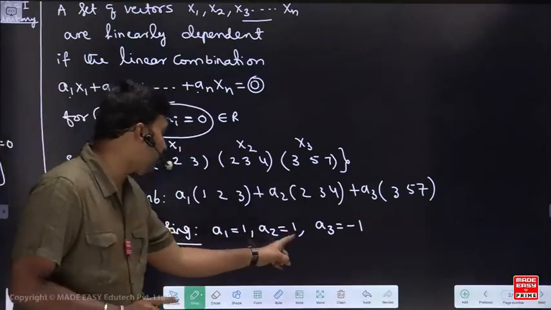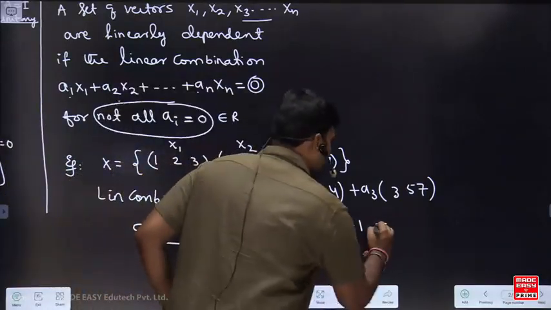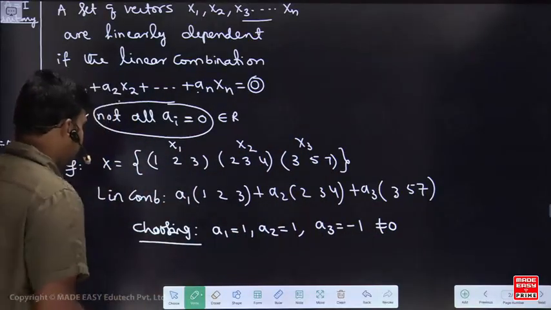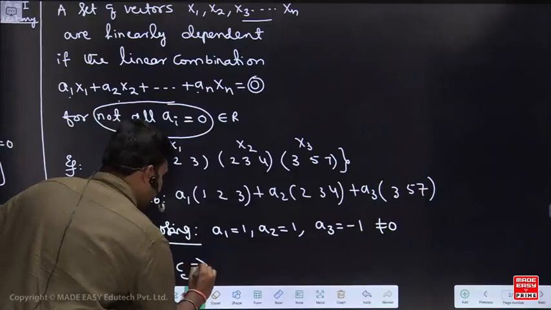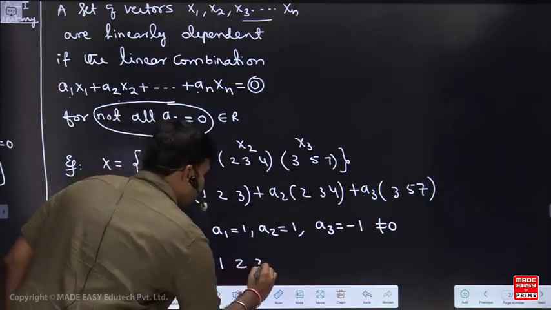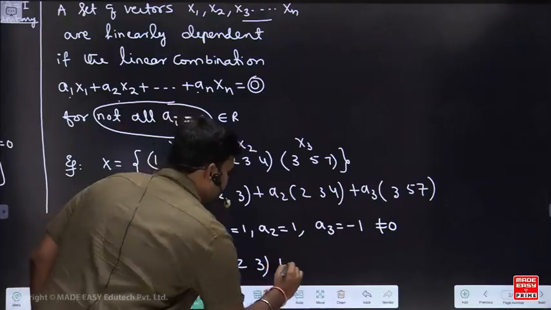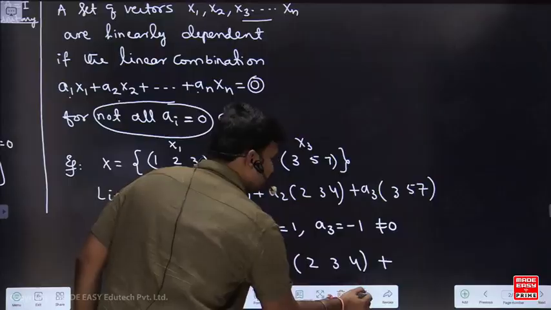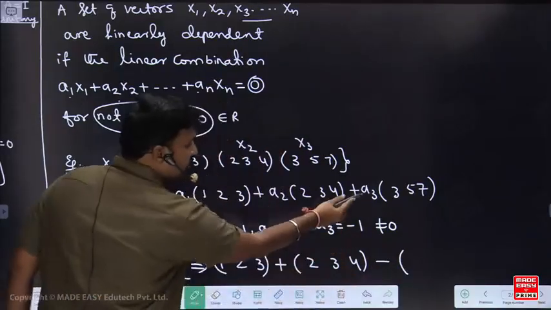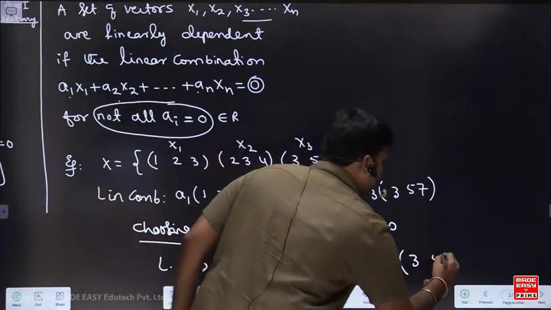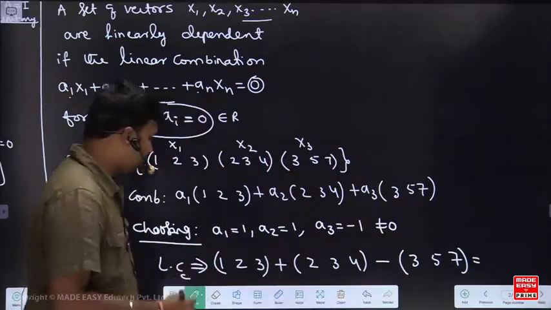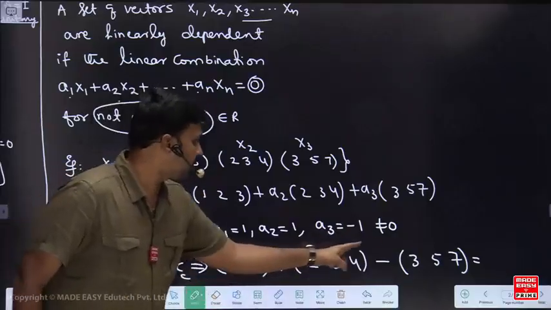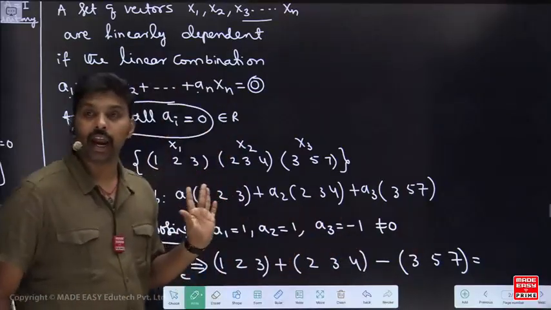Suppose अगर मैं 1, 1, minus 1, ये सब not equal to 0 है, नॉन जीरो कोएफिशिएंट्स है. सो ये नॉन जीरो कोएफिशिएंट अगर इसमें ले लेते हैं तो लीनियर कॉम्बिनेशन क्या देगा? लीनियर कॉम्बिनेशन होगा कि 1 2 3, देन प्लस 2 3 4, माइनस 1 इंटू 3 5 7. तो क्या देगा एक बार देखते हैं. So the I component, J component, K component will be getting added here.